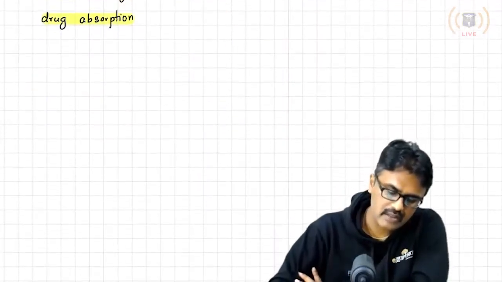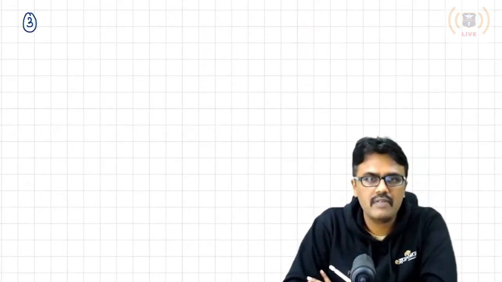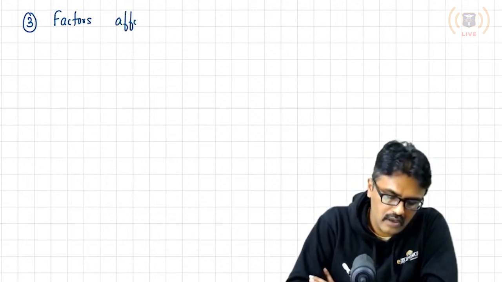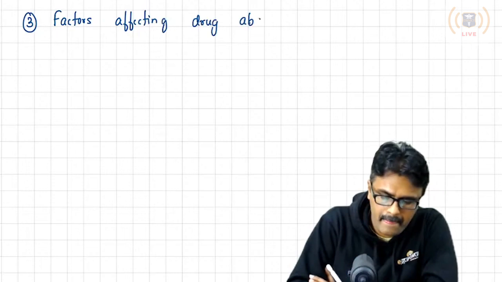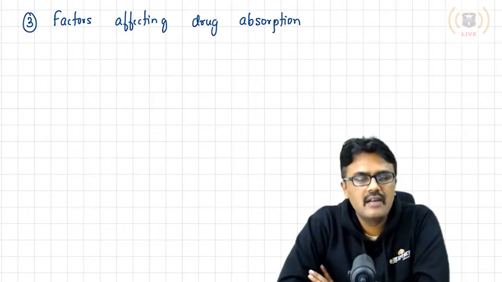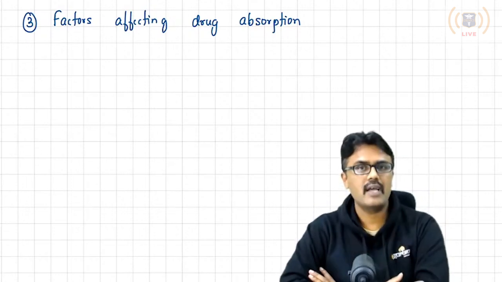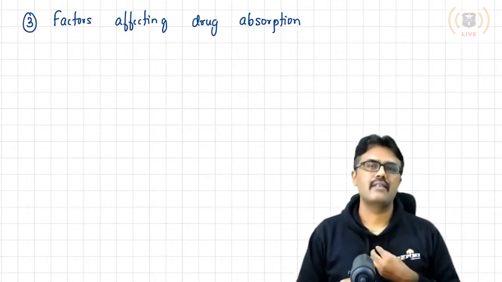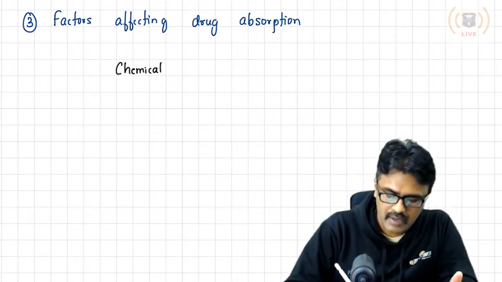Now, once you are clear with this, let me come back. What are the factors that affect absorption? The third concept I told you is the factors affecting drug absorption. Whenever we synthesize a drug, the drug should be either an acid or a base. I cannot synthesize a drug which is a strong acid. I cannot tell the patient to drink nitric acid or sulfuric acid, because it will burn. That's the reason the first thing that will affect drug absorption is the chemical nature of the drug.